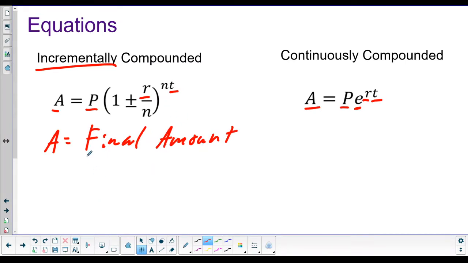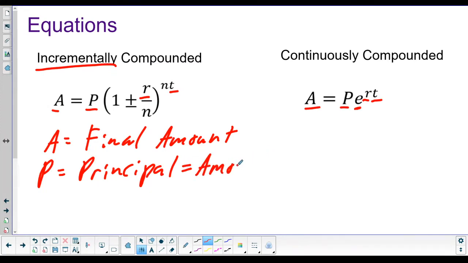P is your principal. And it's not like the guy that runs the school. Principal is a fancy math word for amount you invest. So this is how much money you're going to put into the account to start with. You could think of it as your starting amount. The fancy math word is your principal.